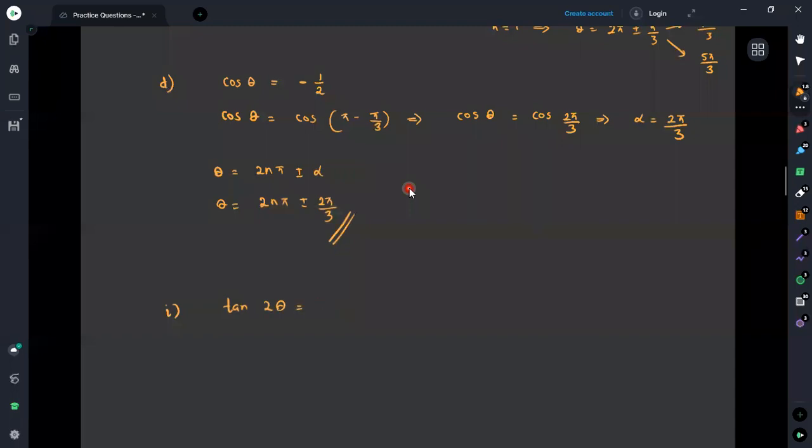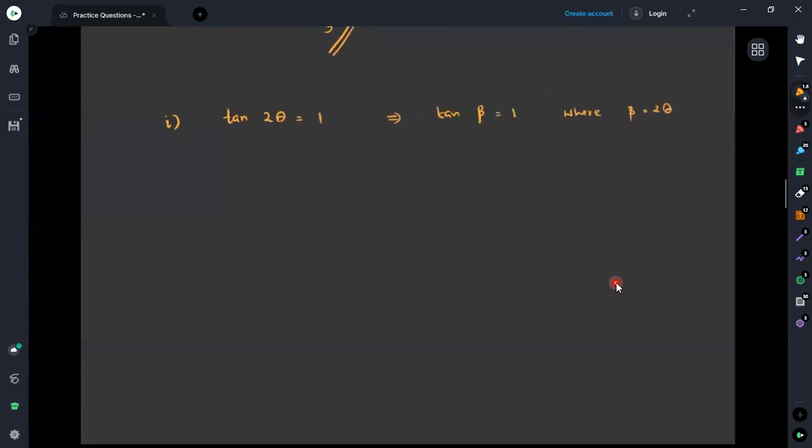First, without thinking about this 2 theta, I will write this as tan beta equals 1, where beta is equal to 2 theta. Instead of 2 theta, I will just consider this as beta and continue the calculation, and at the end we'll substitute the value for beta as 2 theta again.